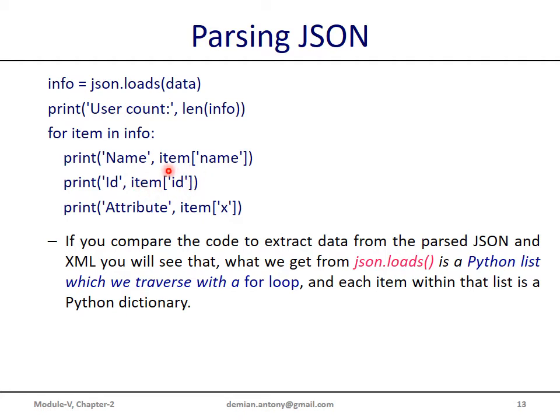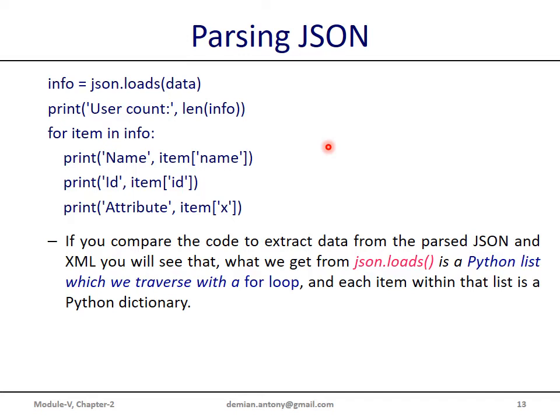Similarly, item of ID returns the value of ID, and similarly item of X returns the value of X, which is an attribute if you see the XML. And if you compare the code to extract the data from a parsed JSON and XML, you will see that we get the Python list of objects with just one statement, JSON.loads, and we don't have to use any find or get method to access the attribute or the element text.